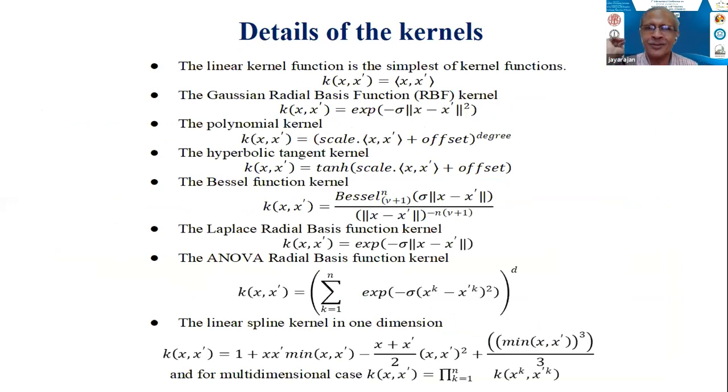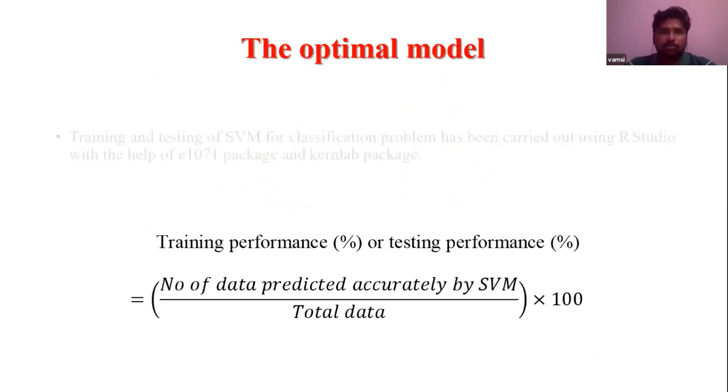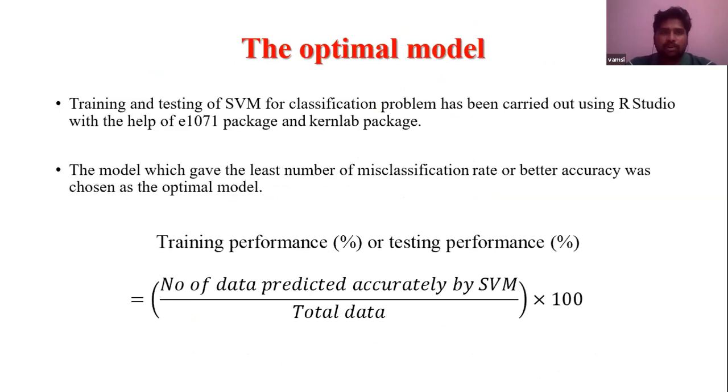Okay, sir. Hyperbolic tangent kernel, Bessel function kernel, Laplace radial basis function kernel, and the linear spline kernel. For the optimum model, we have done the mixing, training and testing of SVM for the classification problem using RStudio. The model which has the least number of misclassifications is considered the optimum model. Training performance is calculated by dividing the number of data predicted accurately by SVM by the total data, multiplied by 100.